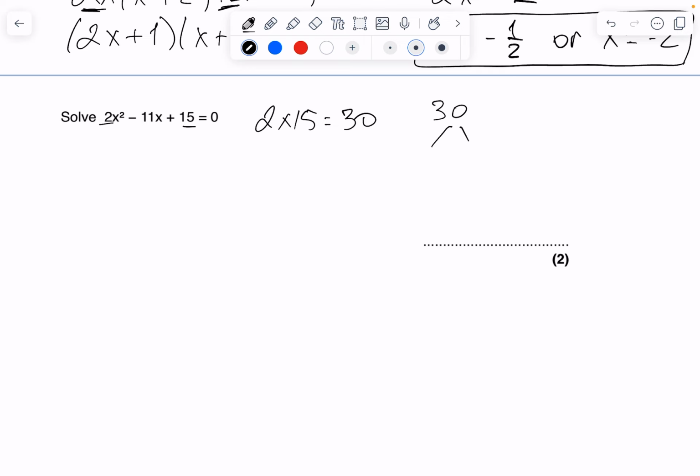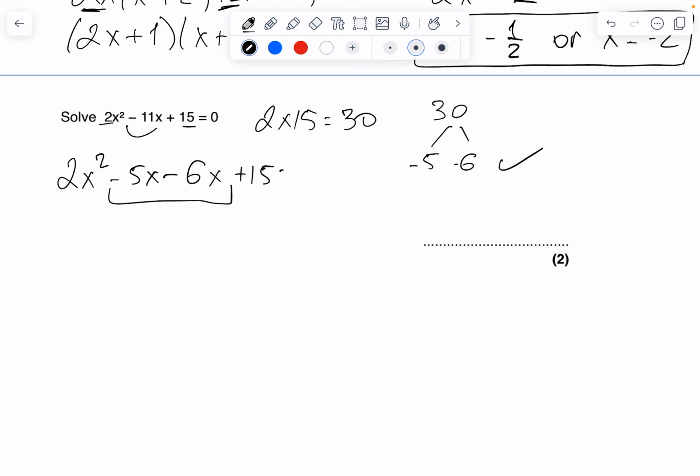What could it be? Okay, I know that 30 is equal to 5 times 6. So if I make both of these negative, then negative 5 plus negative 6 is negative 11. That works straight away. Okay, that's great. So I'm going to write negative 11x as negative 5x minus 6x. Okay, now I'm going to factorize this too.